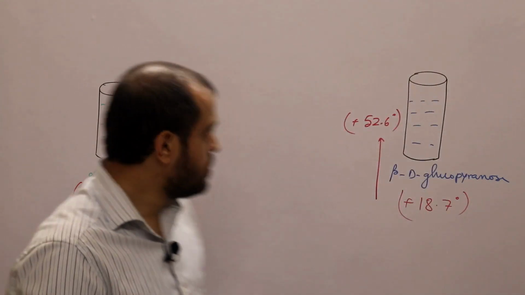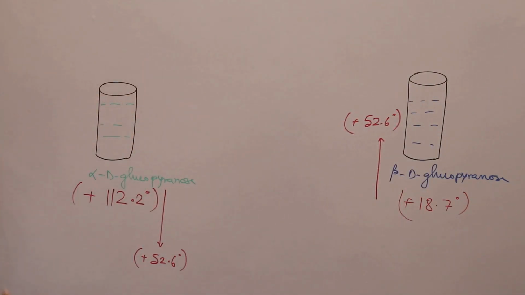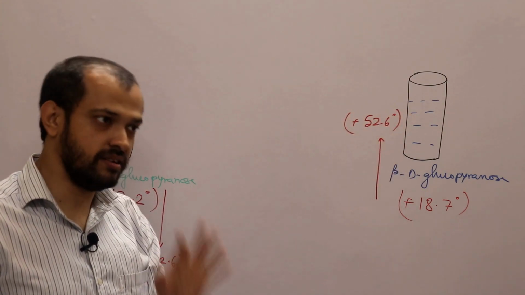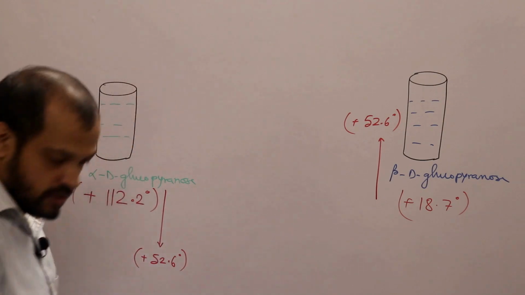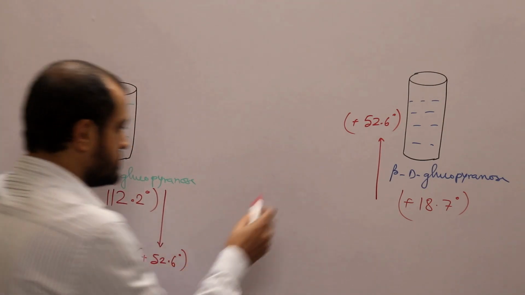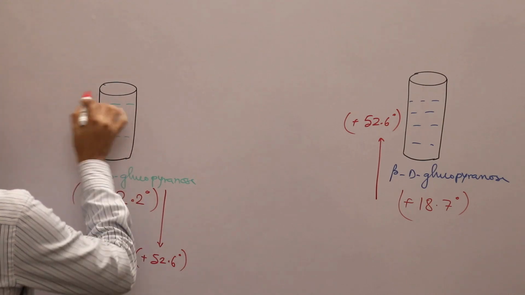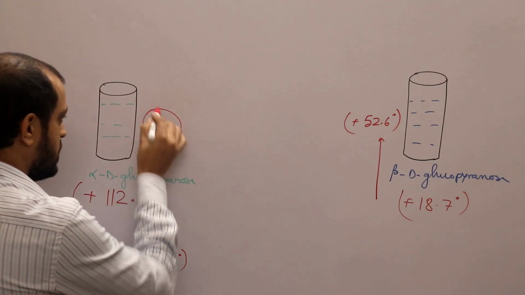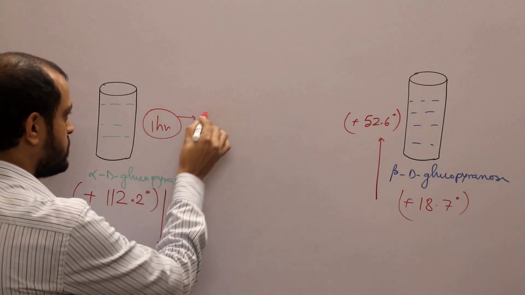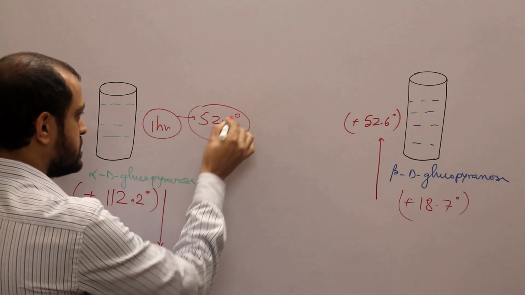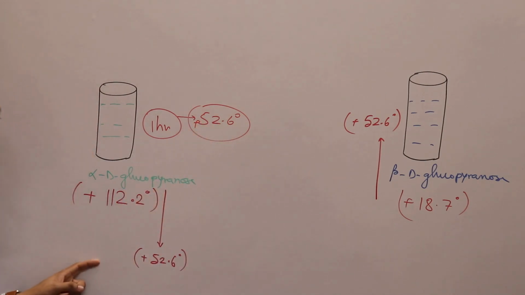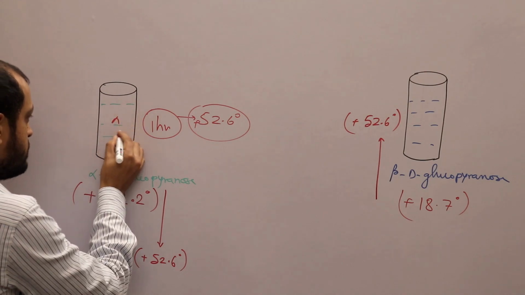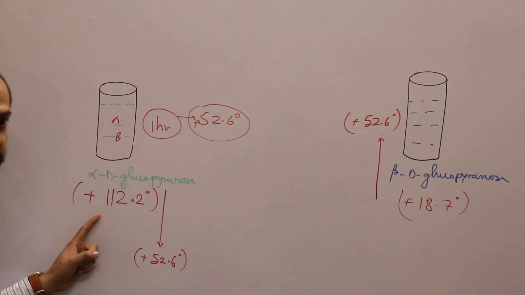Now listen, what is the actual form of the glucose when it attains 52.6 degrees? Listen, there is no single actual form. Suppose you have kept alpha D-glucose here, and after 1 hour, what will happen? You will get an optical rotation of 52.6 degrees positive, right? That means there is a mixture of alpha and beta now. There is not only alpha here.